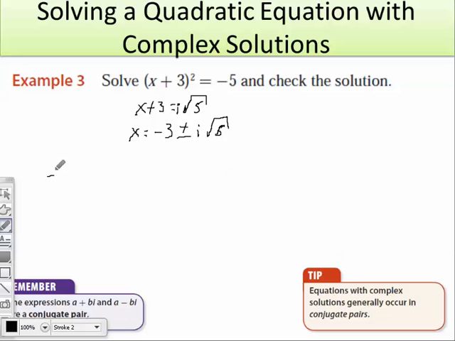X, that'd be minus 3 plus i square roots of 5 plus 3. And I'm going to take that whole thing and square it. Well, the plus 3 and the minus 3 are going to cancel each other out, and I've got i square roots of 5 squared. That's going to be 5i squared, which is equal to negative 5. Check.